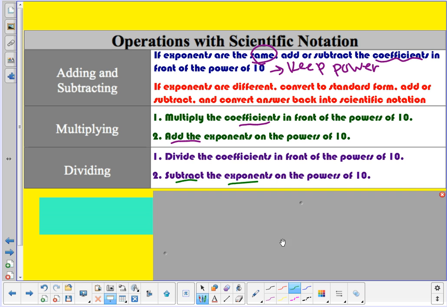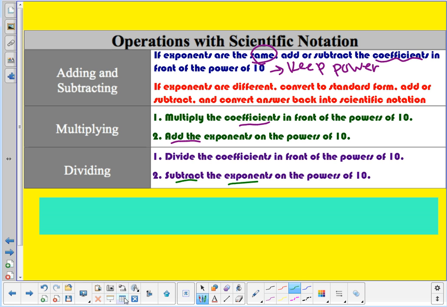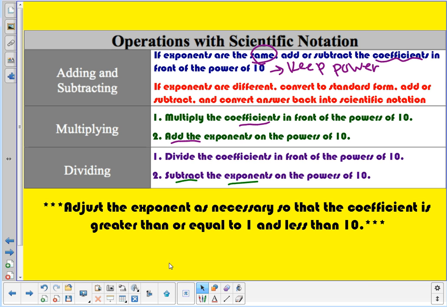One other thing we need to remember is we need to make sure that our coefficient out front is always greater than or equal to 1 and less than 10. So sometimes that means I have to adjust the exponent. So adjust the exponent as necessary so that the coefficient is greater than or equal to 1 and less than 10. And that's again that only one number in front of the decimal point.